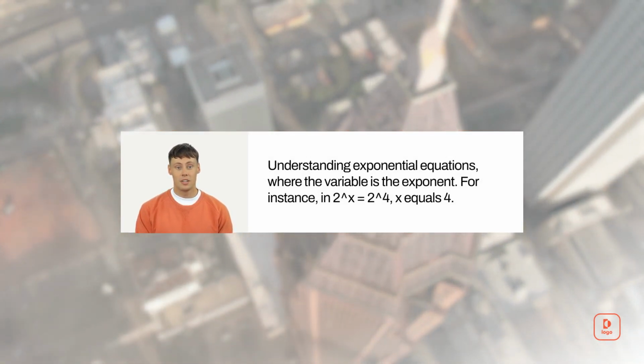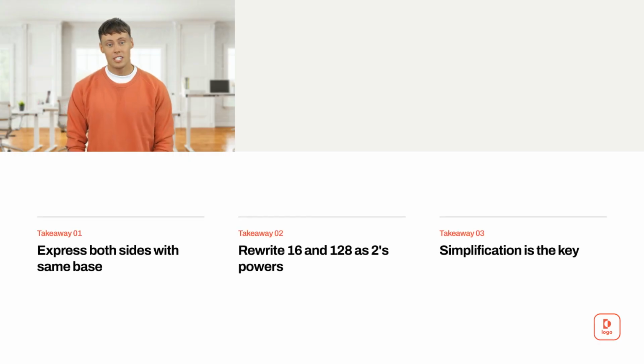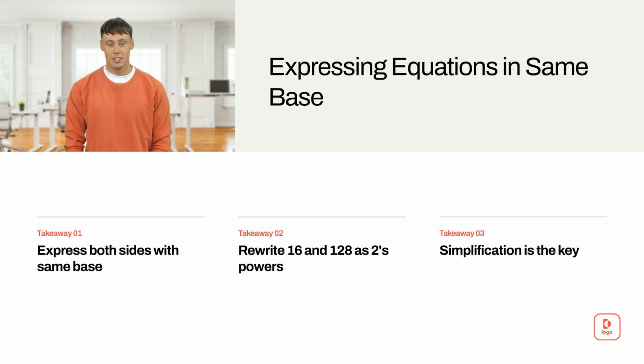A simple example is 2^x equals 4. Here, x equals 2. But what if the equation isn't so straightforward? Say, we have 5^(2x) equals 5^6. To solve this, we begin by simplifying the exponents. The trick lies in expressing both sides of the equation with the same base.